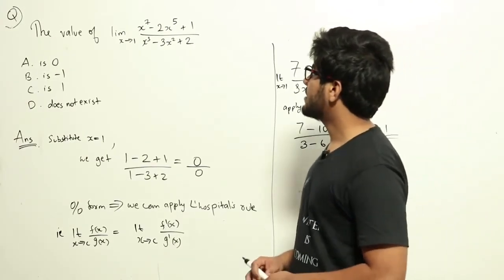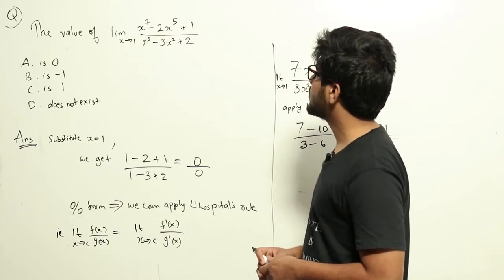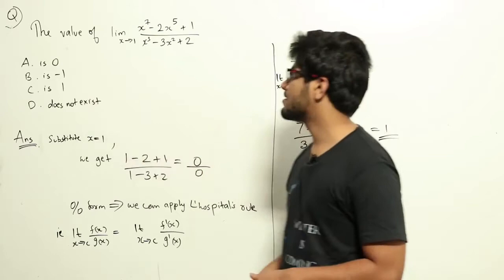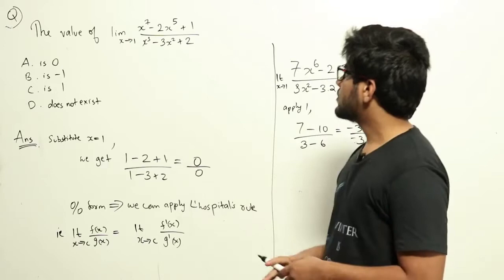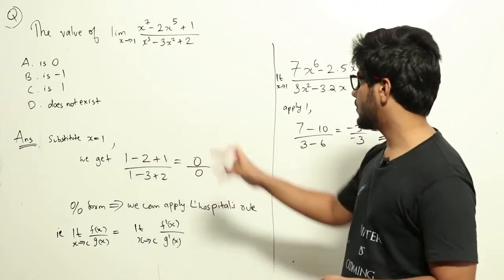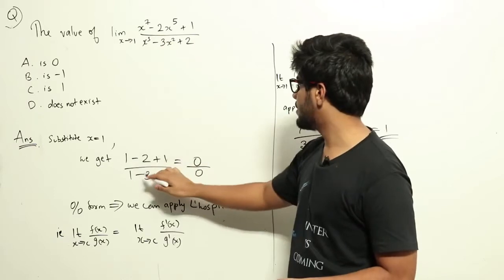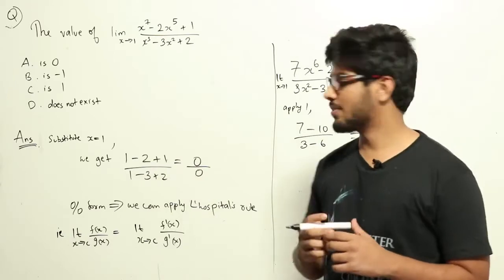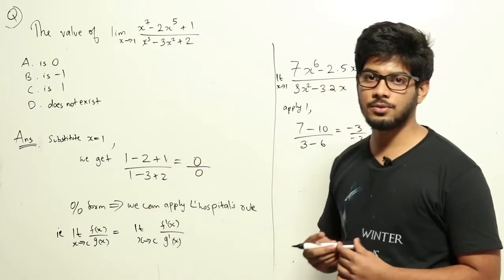The value of limit X tends to 1, (X raised to 7 minus 2X raised to 5 plus 1) by (X cubed minus 3X squared plus 2) is: 0, minus 1, 1, does not exist. So this is a question from limits in engineering mathematics. So in order to solve for this limit, first we will try by substituting X equal to 1. So when we give X equal to 1, we will get (1 minus 2 plus 1) by (1 minus 3 plus 2), that equals 0 by 0. Now this is in 0 by 0 form. When we get 0 by 0 form, that means that we can directly apply L'Hospital's rule for finding the answer.